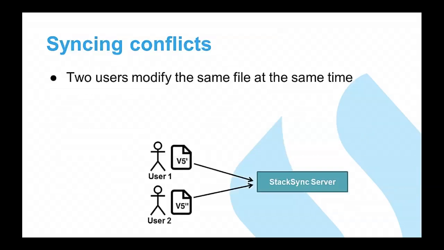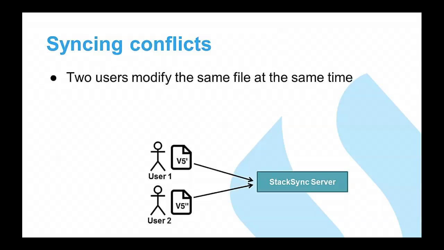As many clients can modify a file at the same time, the StackSync server may face some conflicting scenarios. In this case, for example, user 1 and user 2 modify the same file at the same time.